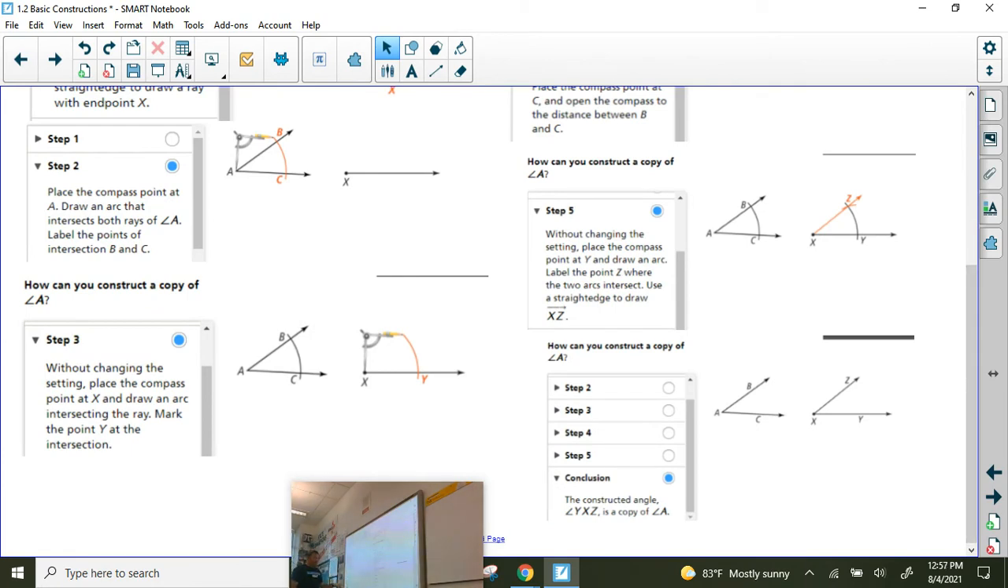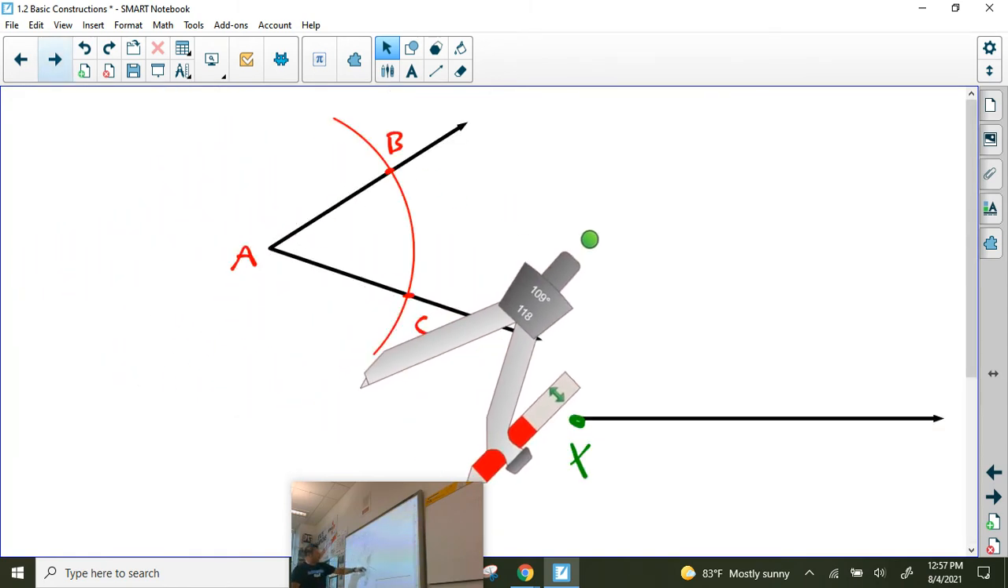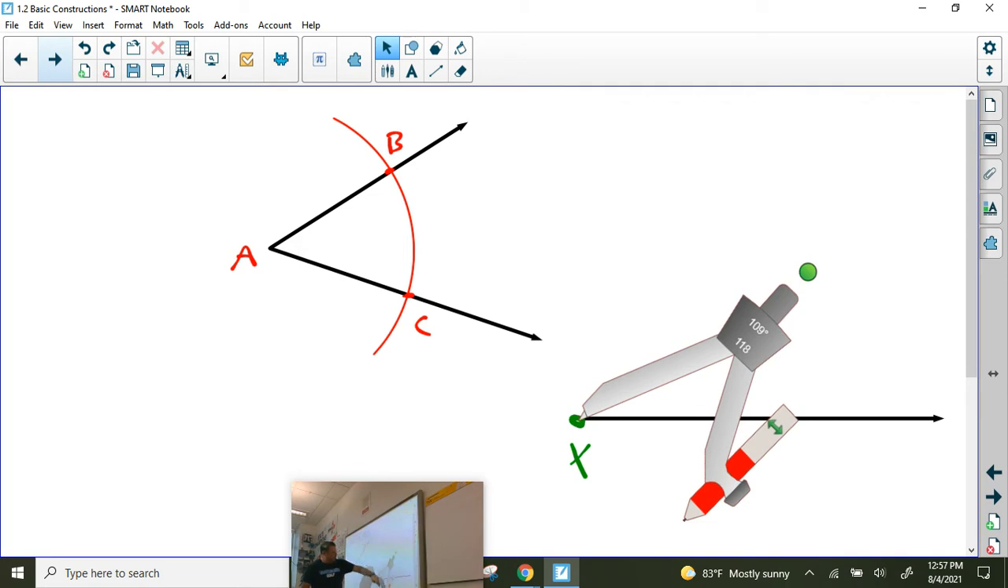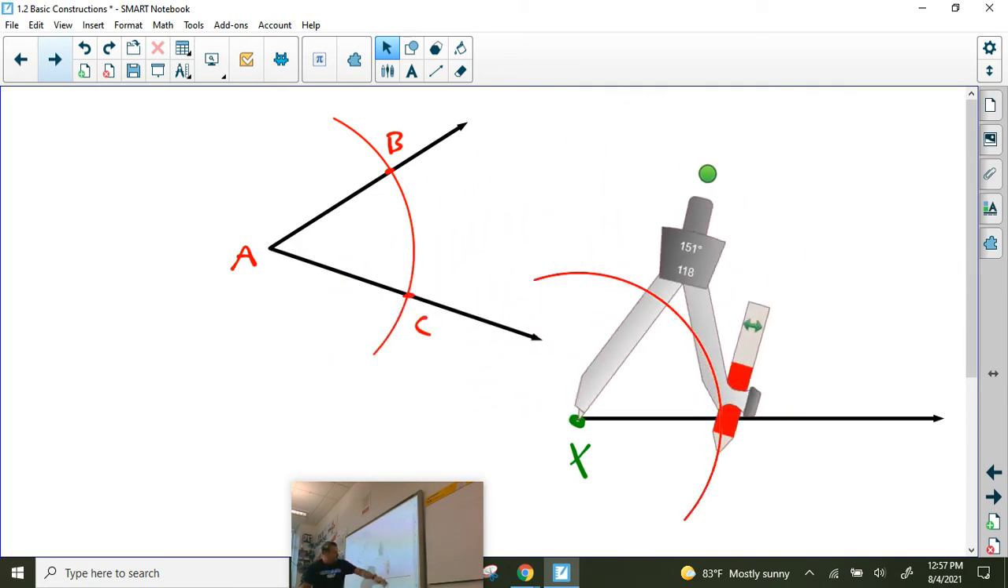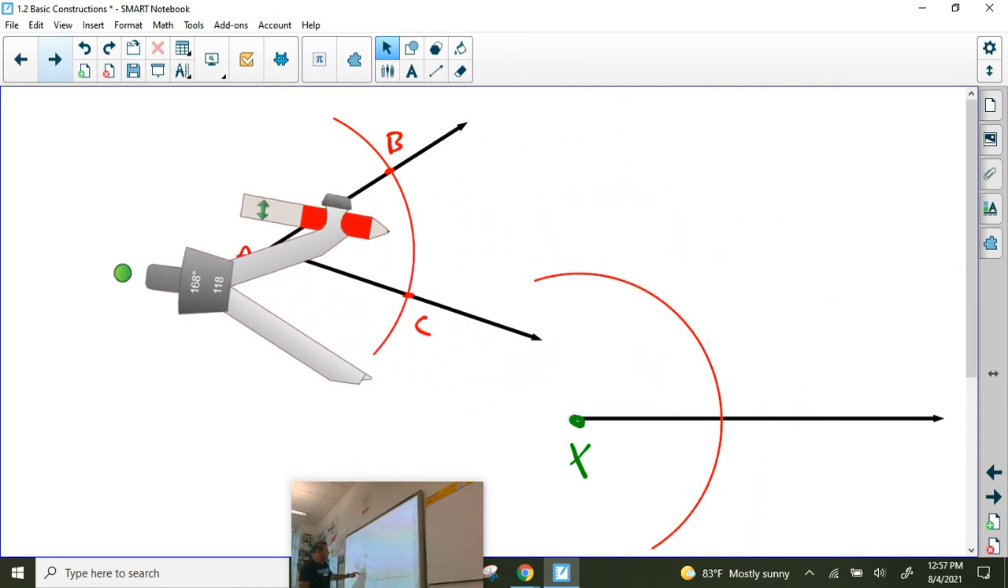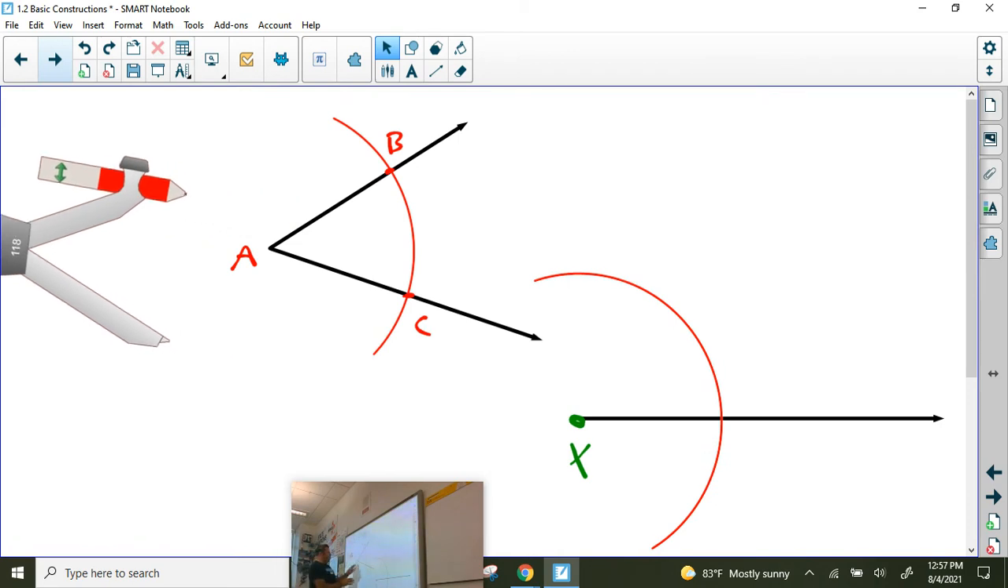Without changing the compass, right? Without changing it, you're going to go to X and you're going to make another arc. But you want to make the arc big enough, okay? So we're going to make this big enough here. All we know is that this part here is somewhere on this arc, right? This arc here and this arc here are the same length, okay? So somewhere on this arc, we're going to need to find another intersection point.